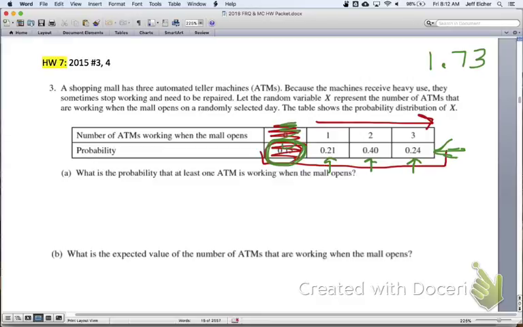If we get rid of the 0 case, it's going to be more likely to have an ATM working, as if it's impossible for any of them to break. So the answer for Part D is that the expected number of ATMs working would be bigger than that in Part B.